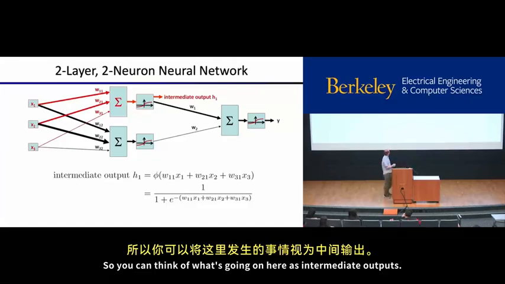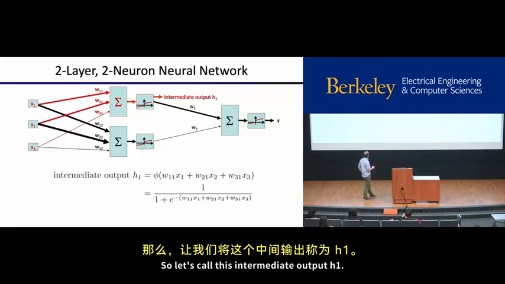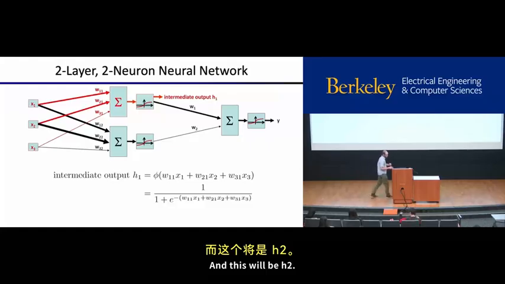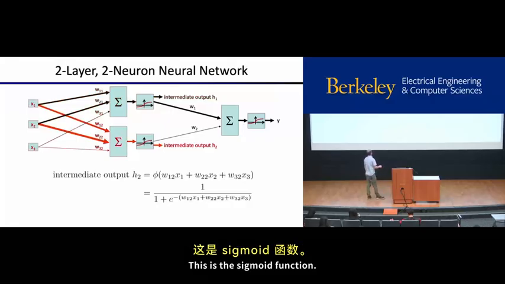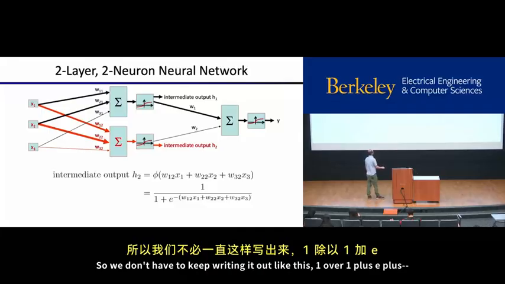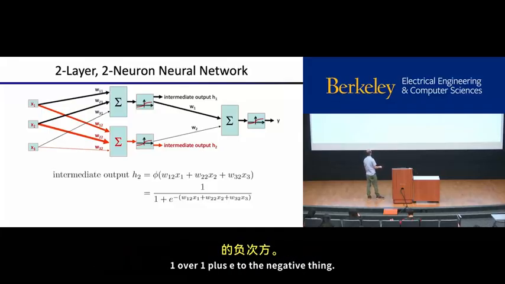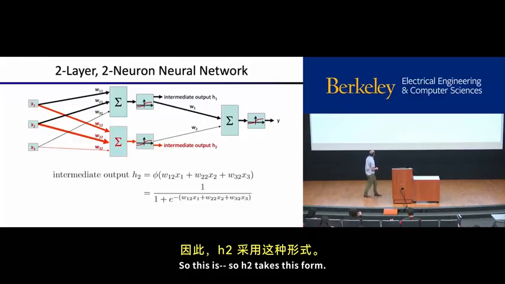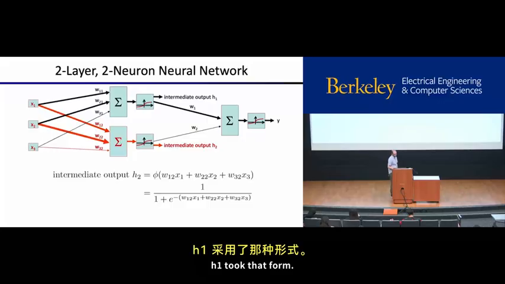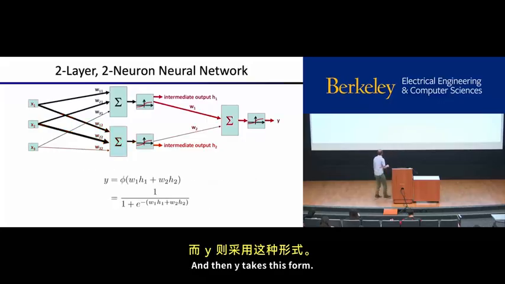So what's going on here you can think of as intermediate outputs. Let's call this intermediate output H1, and this will be H2. And so this takes this form. This is the sigmoid function, so we don't have to keep writing it out like this: 1 over 1 plus e to the negative thing. We just write phi of that thing. So H2 takes this form, H1 took that form, and then y takes this form.